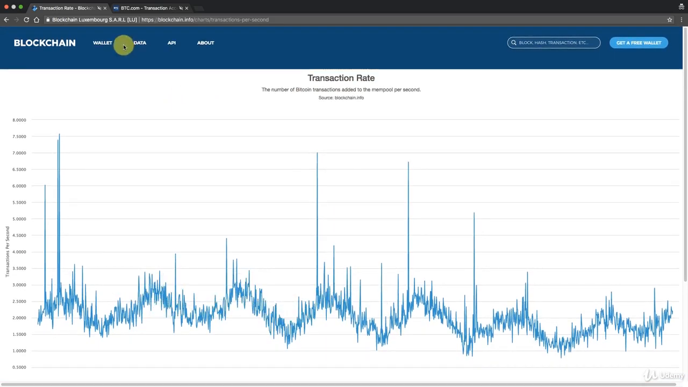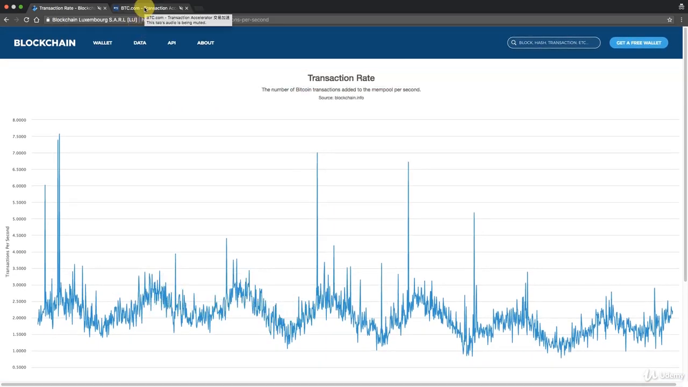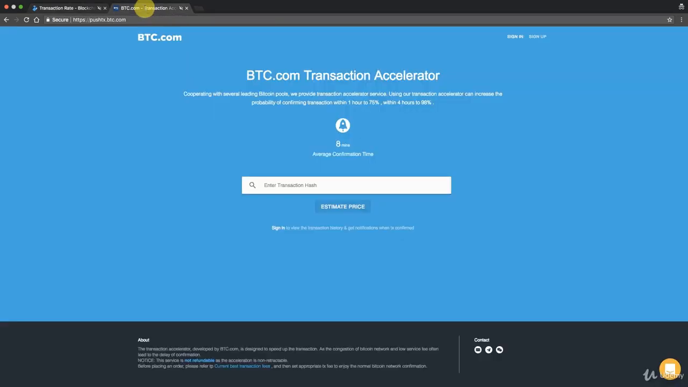Have a look around. Another cool thing I wanted to show you is if you go to bdc.com, there's a transaction accelerator. Mining pools have these transaction accelerators. Remember we said that your transaction could get stuck. If that happens, you could go to a transaction accelerator and put in your transaction hash, and they'll tell you how much it will cost for them to accelerate your transaction.